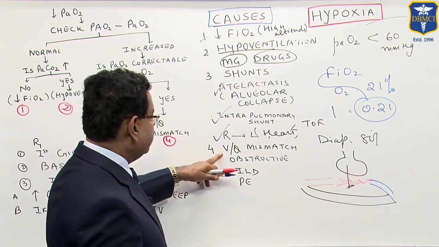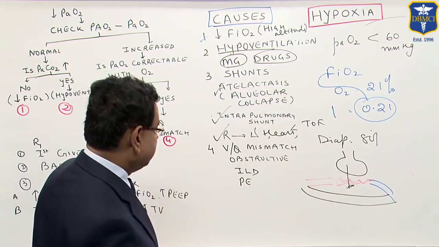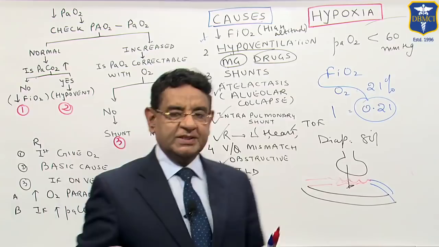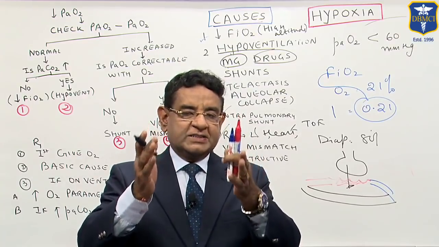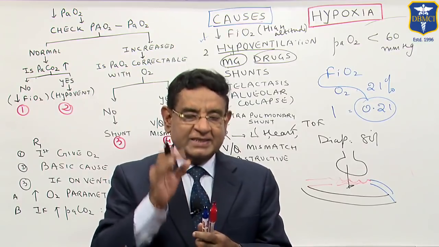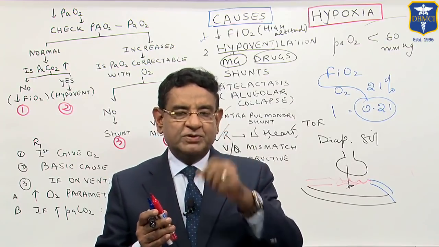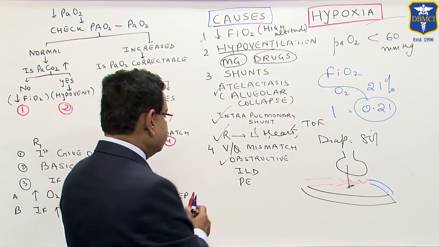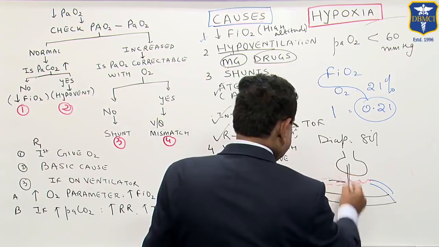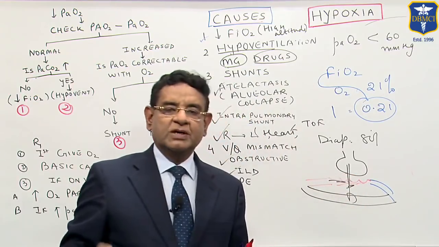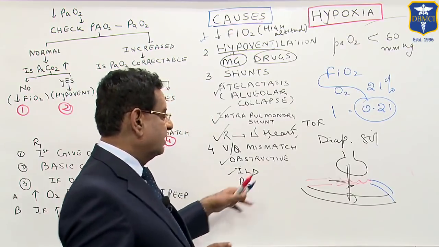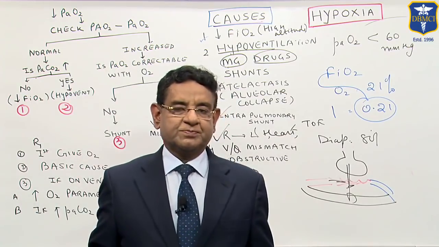Then ventilation perfusion mismatch. This classically occurs in obstructive airway disease like asthma and COPD. Air is not coming to the alveoli, or less air is coming, so ventilation perfusion mismatch is there. Interstitial lung disease, again because of disease in the interstitium, oxygen is not able to come to the arterioles, and in pulmonary embolism again there is no perfusion.